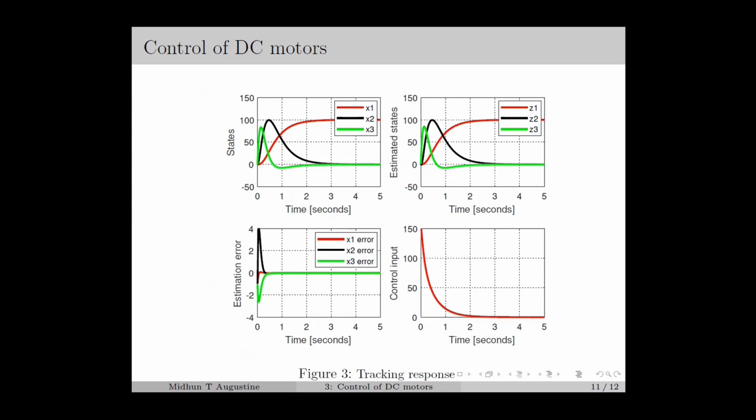Figure 3 shows the response of the DC motor for the set point tracking case, and our objective is to change the position of the DC motor from 0 to 100. And we can see that the linear state feedback is able to achieve that. This plot shows the response of the estimator, in which we can see that the estimated states are converging to actual states. And this also implies that the estimation error is converging to 0. And finally, this plot shows the control input in the case of linear state feedback.